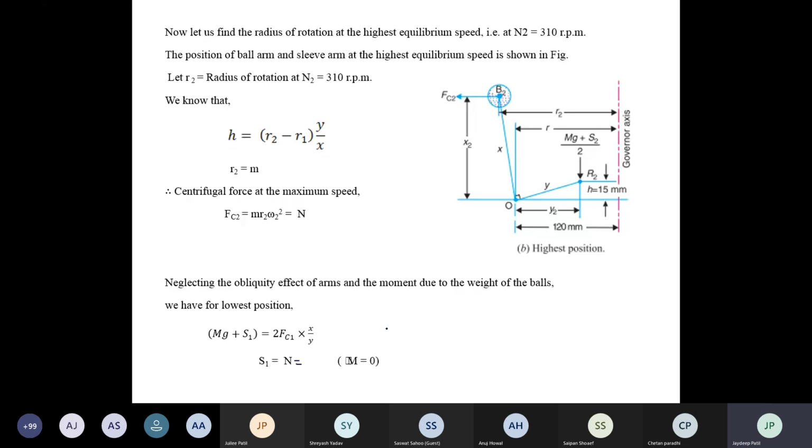For minimum position, you have to take a moment about O. What will come? mg plus S1 upon Y is equal to 2 FC1 into X. Write down the equation in terms of mg plus S1. Always you have to neglect the mass of sleeve. S1 you have to find out. FC1 is found, X is given, Y is given. Now you have to find out this S1.